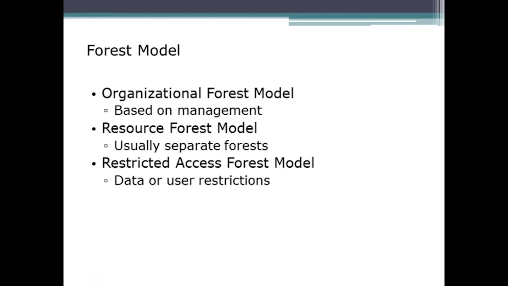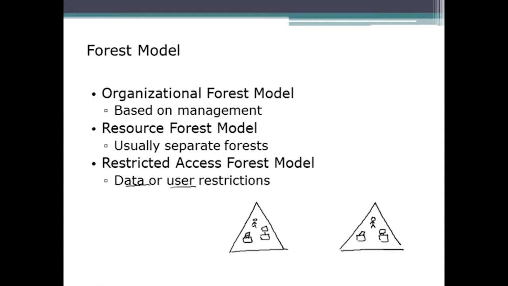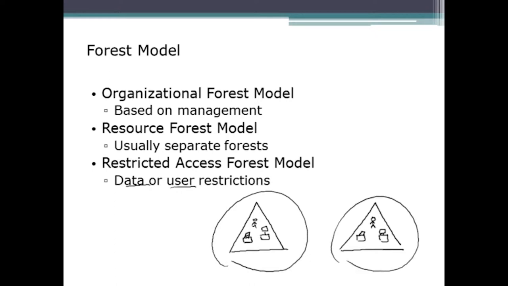Now, in the restricted access forest model, what we're seeing here is that we have these two forests, which I'm going to represent by just these domains, and in each forest, we have our user accounts, we have our computer accounts, maybe our printers and everything else, all in each of these different forests, so that they are truly isolated from each other. You could also say autonomous from each other, that they don't have any administrative control over the other ones. So it can be data or user restrictions that we separate. But in the restricted access forest model, what we're doing is creating our own self-contained trees, or forests I should say, on both sides.